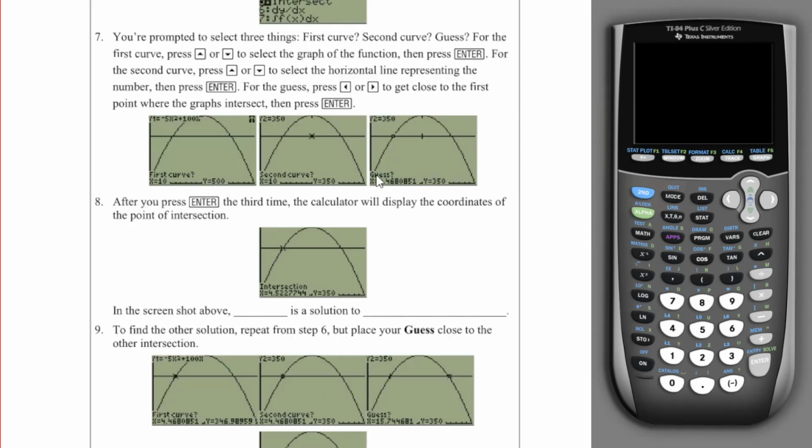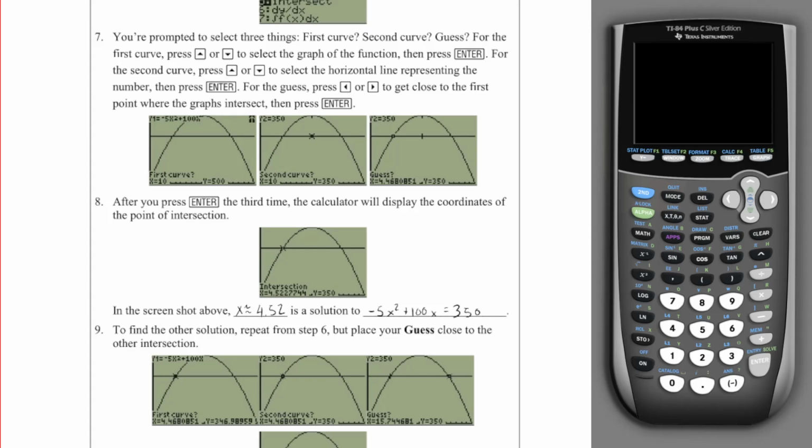And when we press enter after choosing our guess, the calculator will say intersection, and then it'll give us an x value and a y value. In this screenshot, we see the point of intersection. X is about 4.52. And that value is a solution to negative 5x squared plus 100x equals 350.